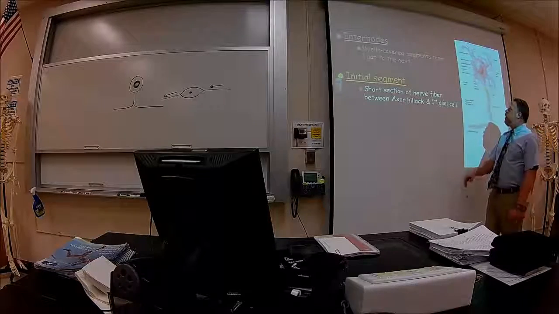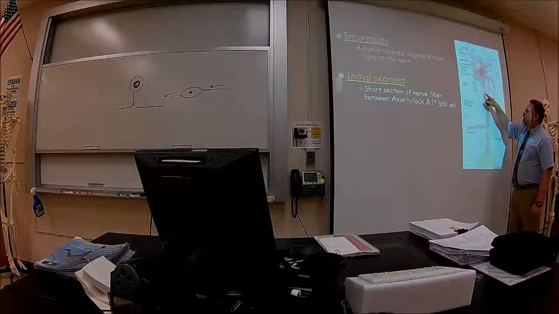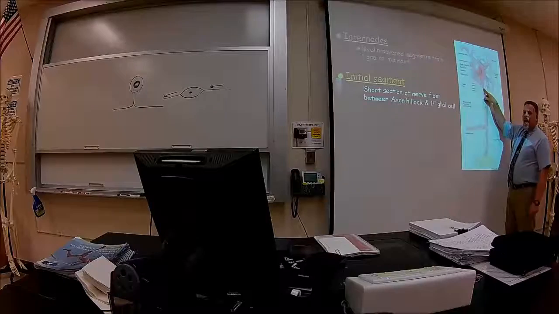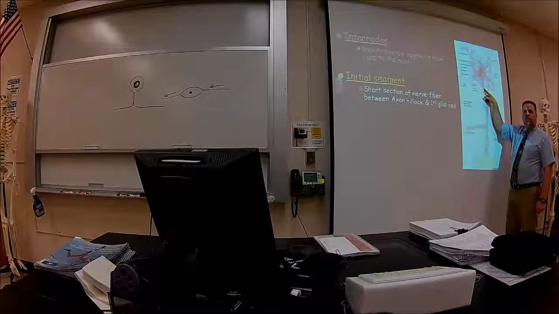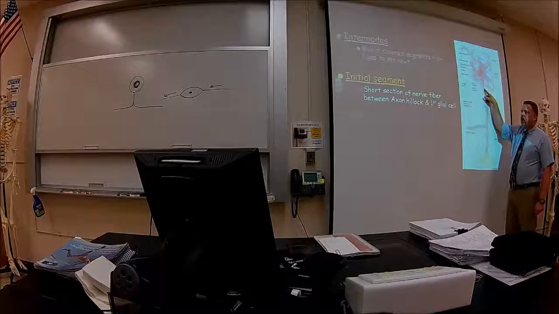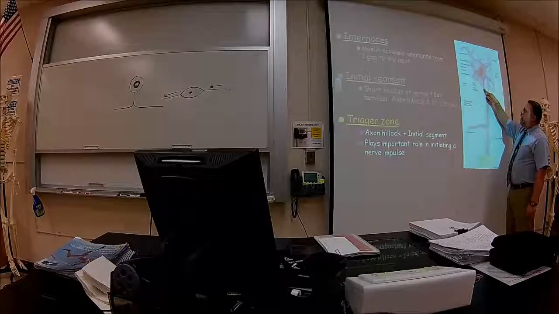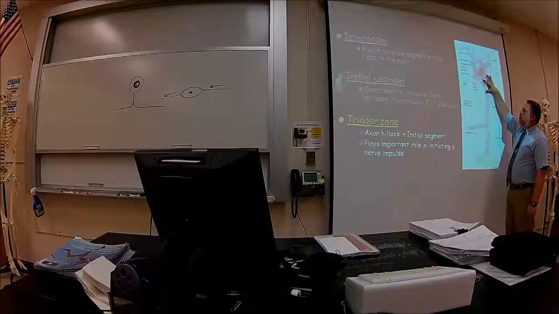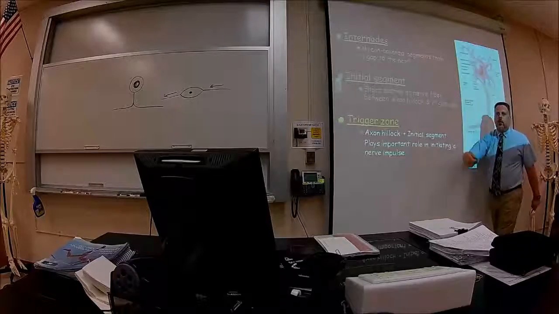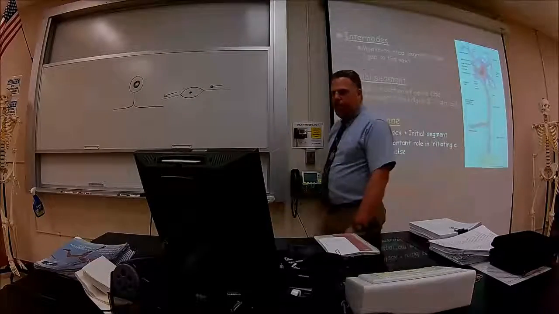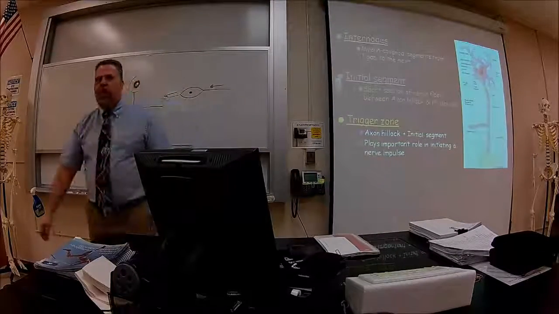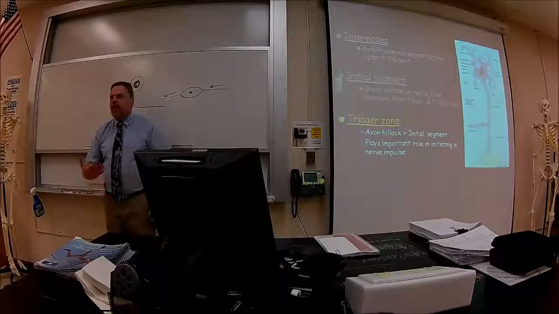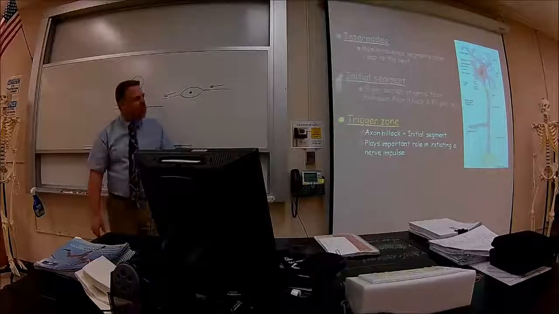Okay? The initial segment, we'll go back to this picture here. The initial segment is the first part of the axon that does not have the myelin on it. And when you put the initial segment and the axon hillock together, that's called the trigger zone. Okay? So it's the area that's going to initiate or manufacture the first action potential.